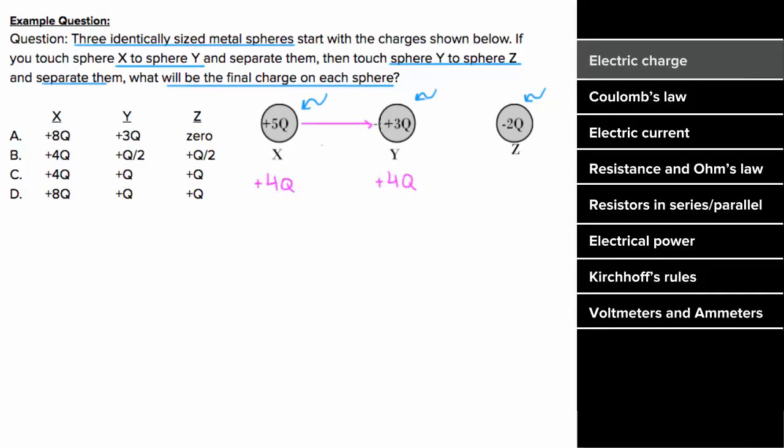And now when sphere y is touched to sphere z, the total charge amongst them at that moment would be positive 4q plus negative 2q, which is positive 2q. They would share it equally, so sphere y would have positive q and sphere z would also have positive q. So the answer here is C.